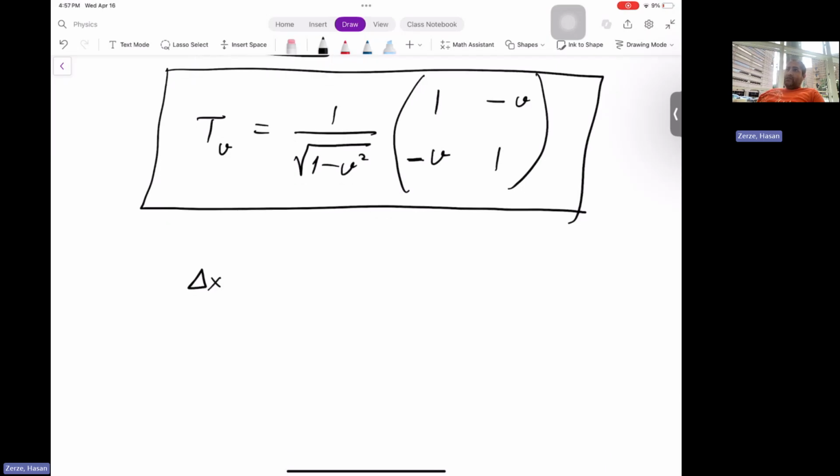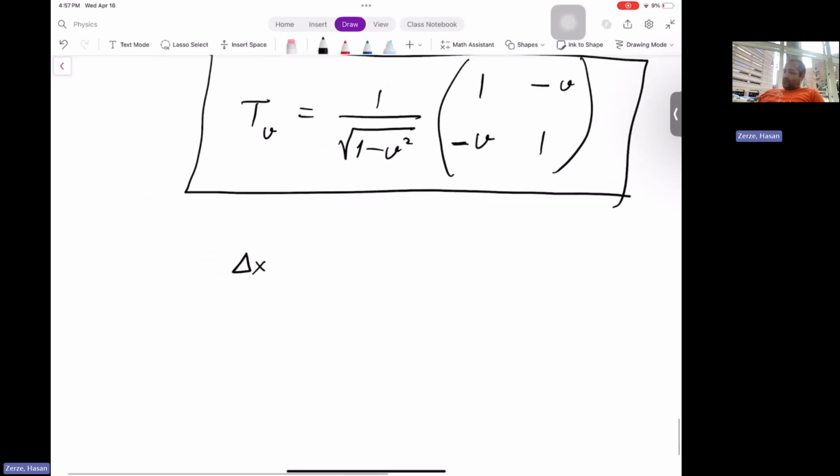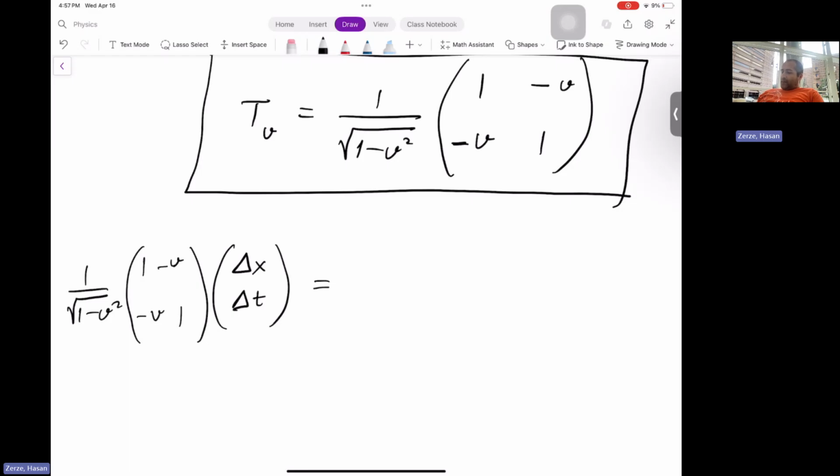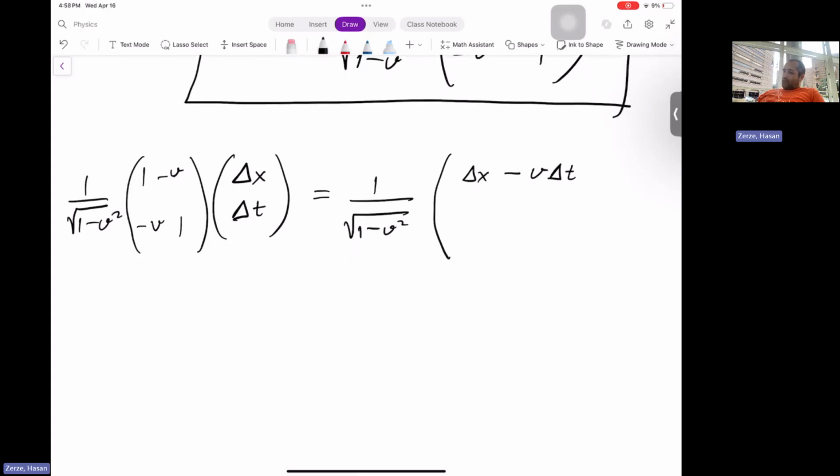And then what's going to happen is the delta x, delta t will turn into, after multiplication, we get delta x minus v delta t, and negative v delta x plus delta t. So this tells you what the delta x prime is.